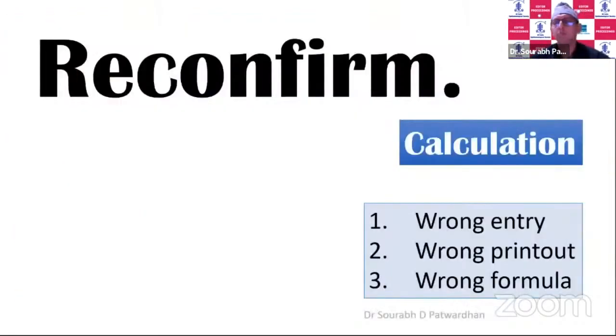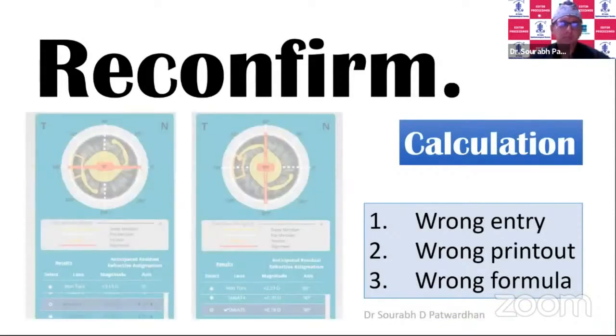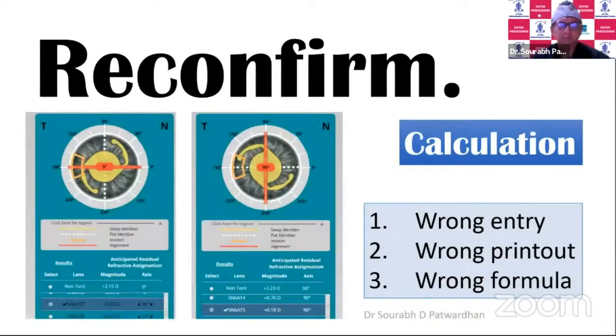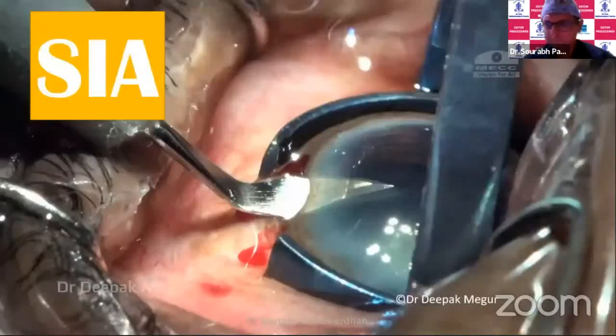Also reconfirm the calculation. Check whether you have entered the data correctly, you have got the right printout for the right patient, and whether you have used the right formula. And believe me, this can go wrong sometimes, where instead of 0 degrees you enter 90 degrees as the flat axis, and you get an IOL placed 90 degrees apart.